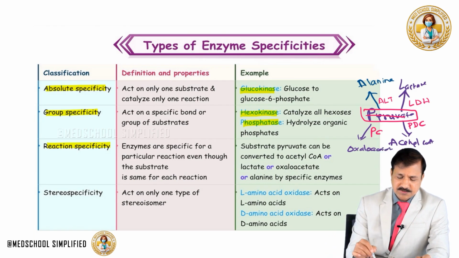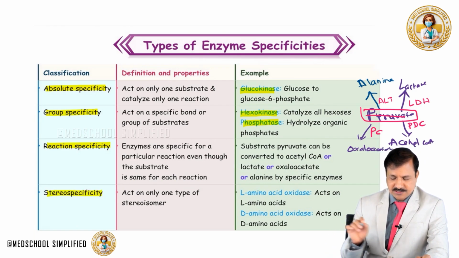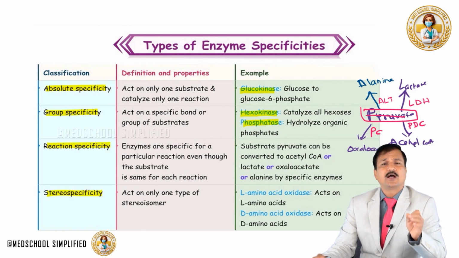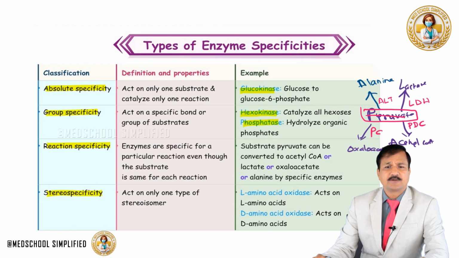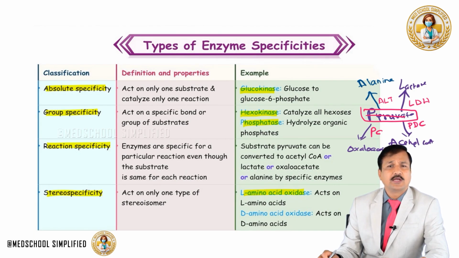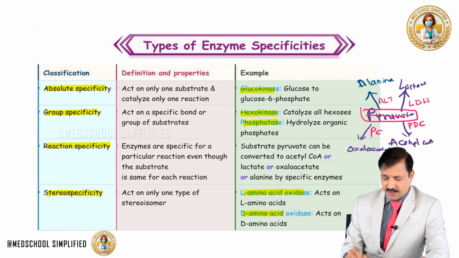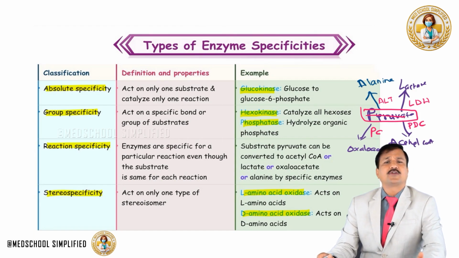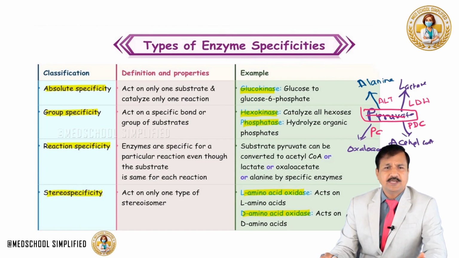Coming to our last specificity here, that is the stereospecificity. Stereospecificity means enzymes act only on one type of stereoisomer. Example, we have L-amino acid oxidase, which will act only on L-amino acids, whereas D-amino acid oxidase will act only on D-amino acids. So these are all the different types of enzyme specificity: absolute specificity, group specificity, reaction specificity, and stereospecificity.